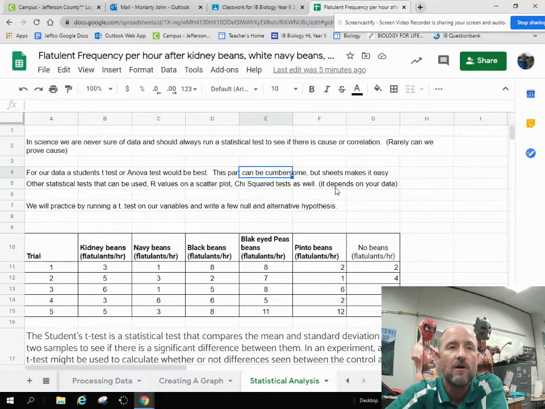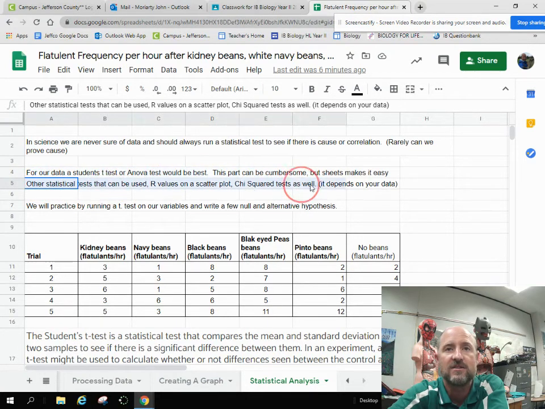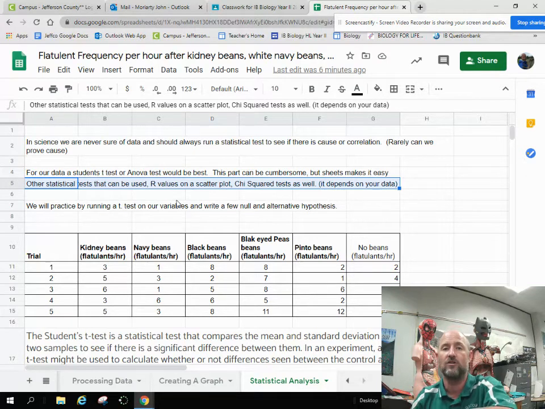T-tests can be very cumbersome, but with Sheets or Excel, these become very, very easy. I'd also like you to know that other statistical tests that can be used are R values. So let's say you have all your raw data plotted out, and you have continuous variation for both, not discrete like we had with these, and you have a nice scatter plot and you get a nice trend line, you can calculate the R value on that trend line. Excel does it for you, so does Sheets. And that R value can be used as a statistical test.